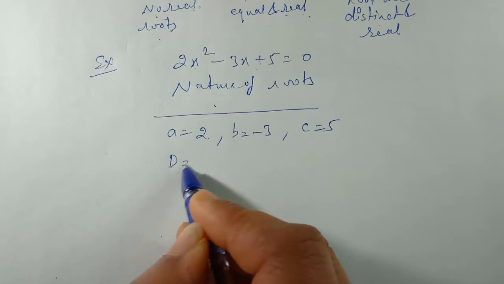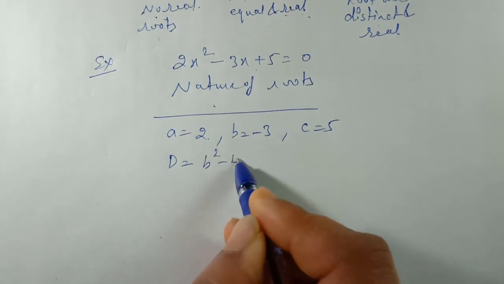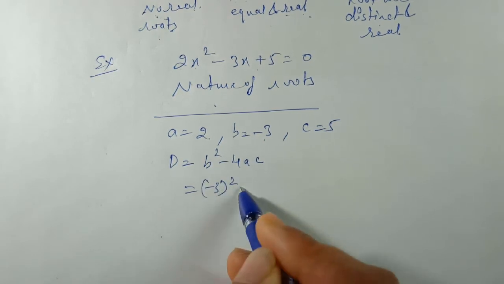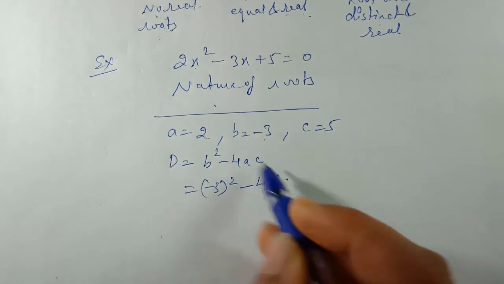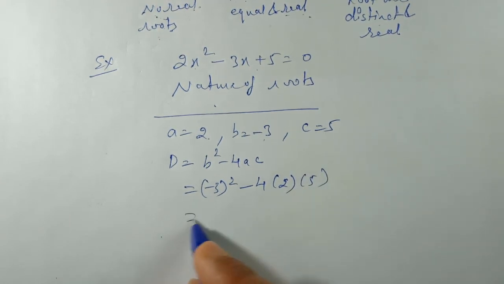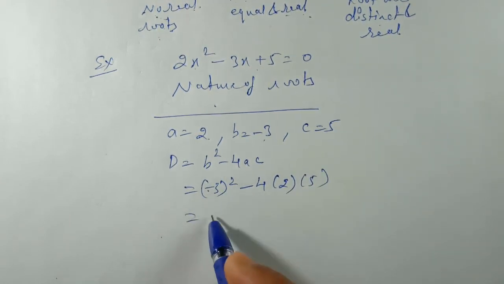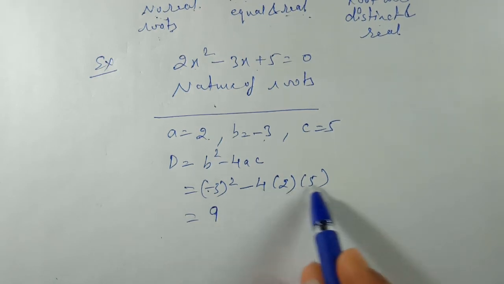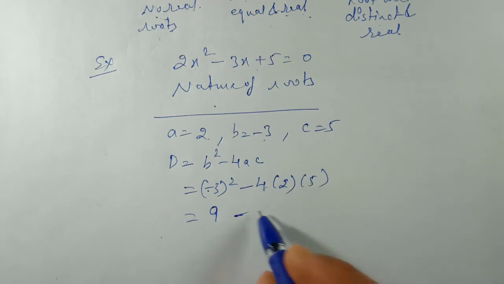Then we know that the discriminant is equal to b square minus 4ac. The value of b we have is minus 3, so minus 3 whole square, minus 4 into the value of a, which is 2, and the value of c, which is 5. So let us do the calculation. Minus square will change into plus. 3 into 3 is 9. Here we get the minus sign. 4 into 2 is 8, 8 into 5 is 40.